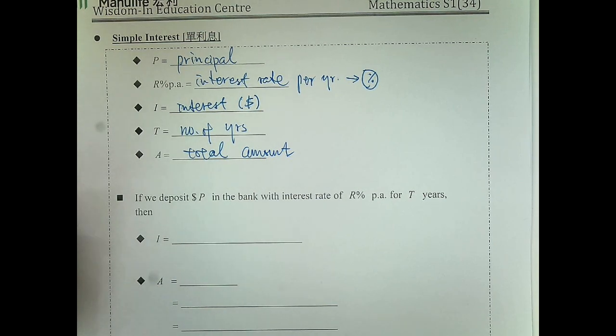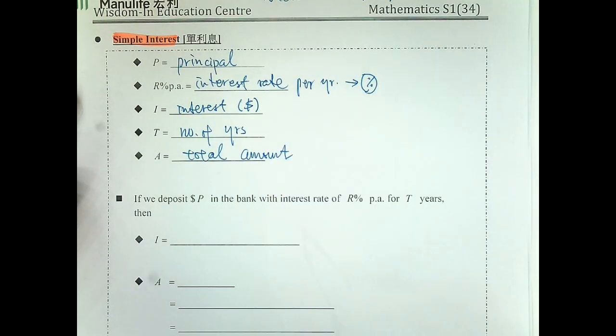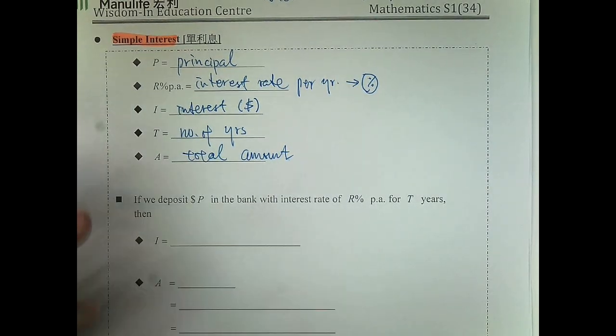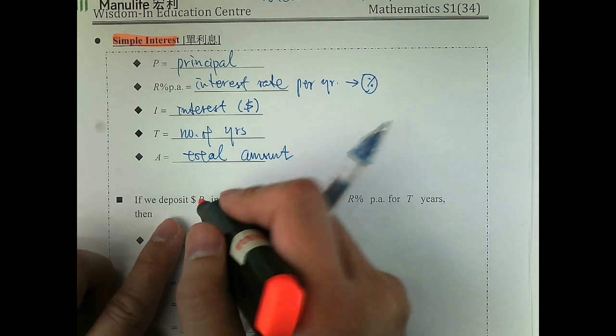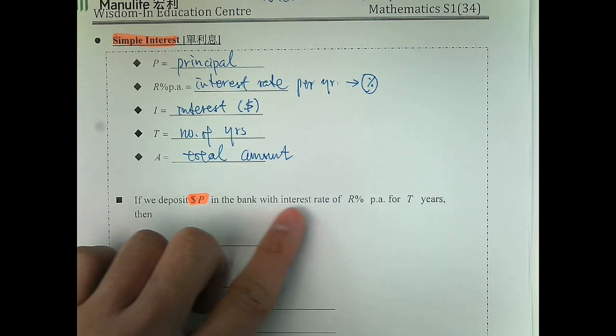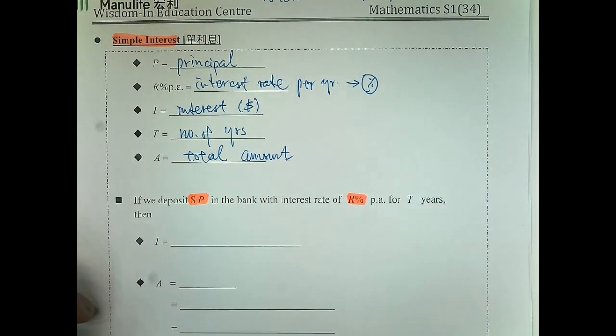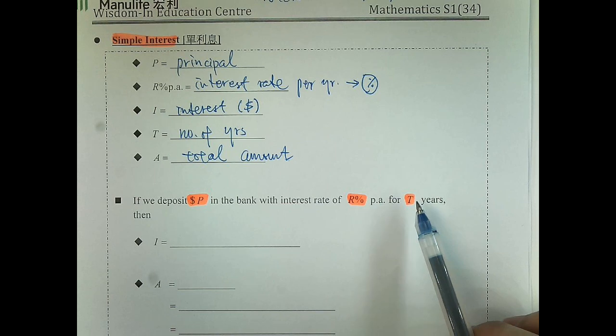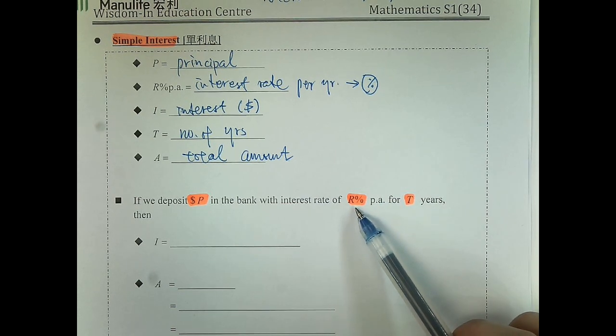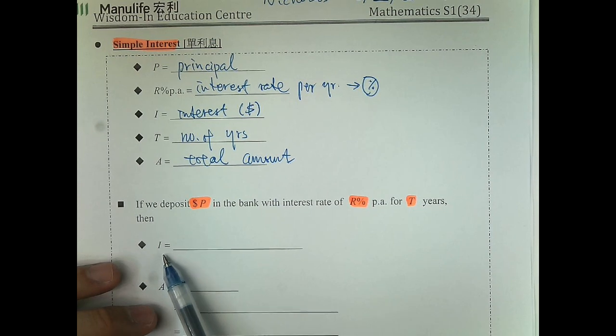Okay, so now we learn the simple interest first. Simple interest means that it's very simple. Okay, very simple. So what is the situation? The situation is that we deposit, meaning that you put some money or save some money. P means the original money, in the bank, at interest rate R% PA, per year, for T years. Okay, so you save some money in a bank for T years, and the bank gives you the interest rate per year, R%. Okay, so finally, how much interest do you get?